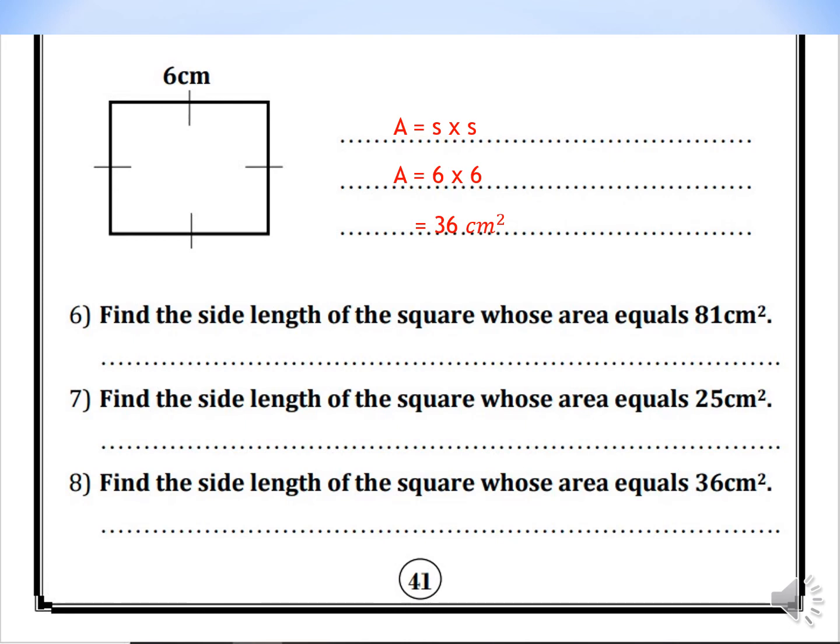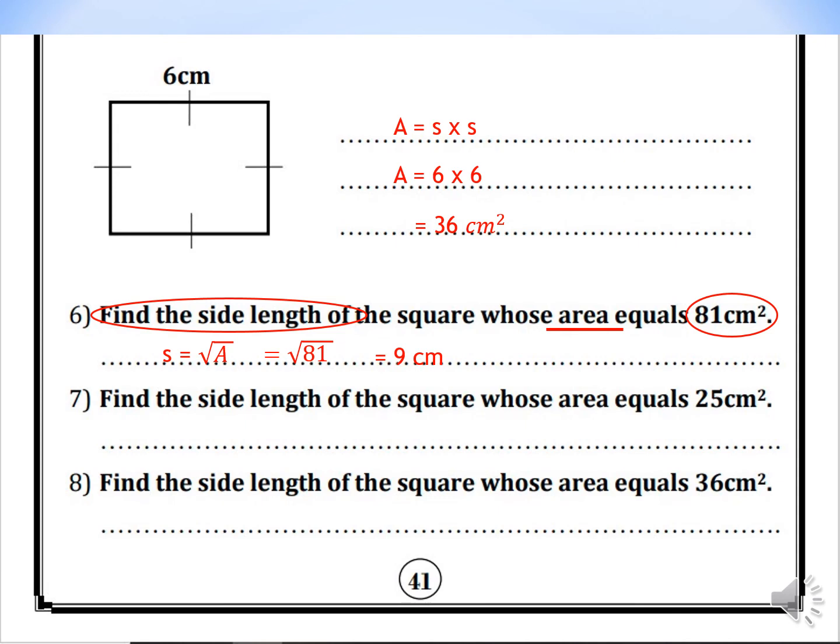In number 6, find the side length of the square whose area equals 81 centimeters squared. I want the side length and he gives me the area, 81 centimeters squared. So the rule to find the side is the square root of the area. On your calculator, press the square root button and then press 81. Square root of 81, you will find the answer is 9 centimeters.